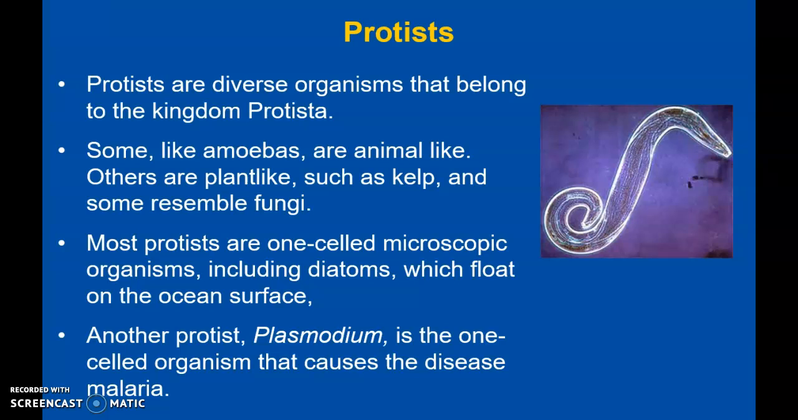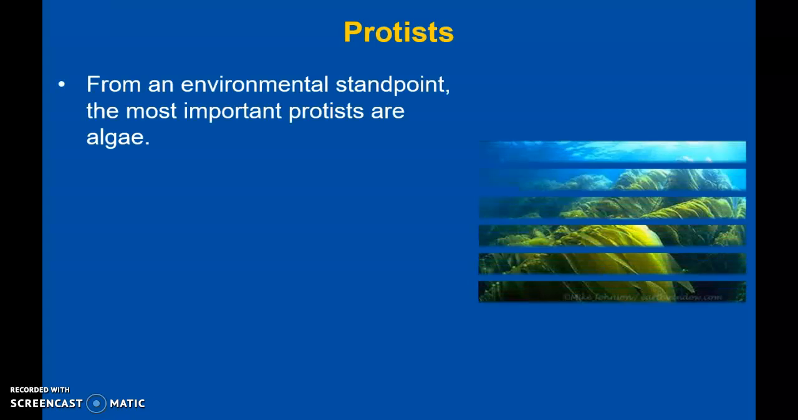And you have something called diatoms, and these float on the ocean surface. Another protist is Plasmodium, and this is a one-celled organism, and it causes the disease malaria. Now, malaria is gone in developed parts of the world, but it still exists in some developing countries that are the poorer countries, the ones that don't have access to clean water. And so this is protists.